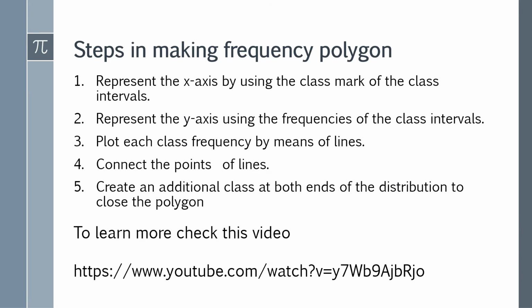So again, here are your steps in making a frequency polygon. Take note that you represent the x-axis by using the class mark of the class interval, and the y-axis using the frequency of the class interval. After placing the class marks and frequencies on the x and y-axis, and of course constructing your histogram, you need to plot the class frequency by means of a line, connect the points of the lines, and create additional classes for both ends of the distribution to close the polygon.